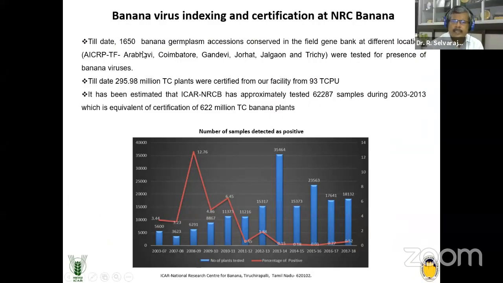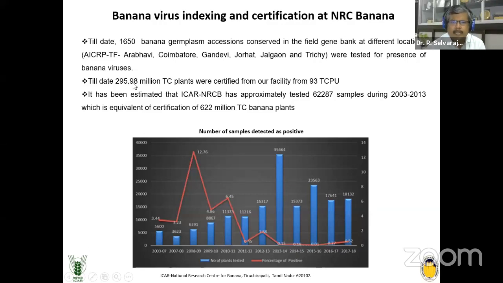So here we received a lot of samples of Musa germplasm from the Asia tropical fruit centers at Aduthurai, Coimbatore, Kadavoor, Jorhat, Jalgaon, and we tested 1,650 Musa accessions, and we found many samples positive for banana bract mosaic virus. In fact, we tested by dipstick also, and it was positive. So we were doing this testing for a long time, since 2003. But the certifications, where we were giving certificates, started only in the last 3-4 years.